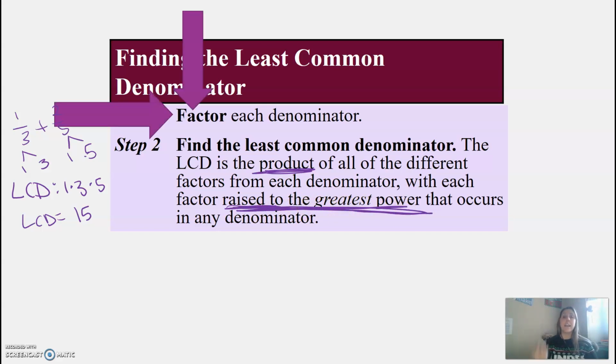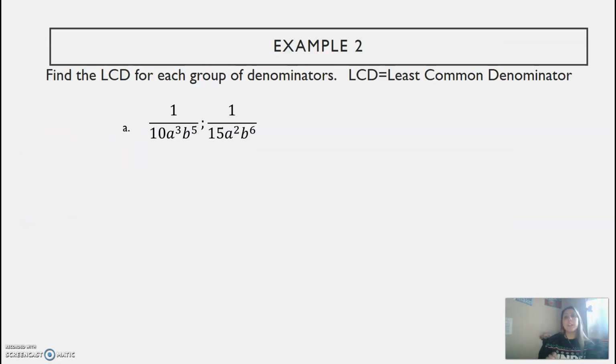That's going to look like, so again, factor. It's so important that you factor. When in doubt, factor it out. If you have to ask yourself, can I factor this? Yes, you should. You should always factor. Okay, so we're going to look at this one.